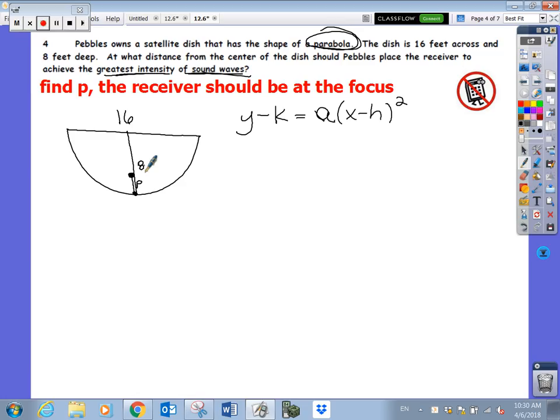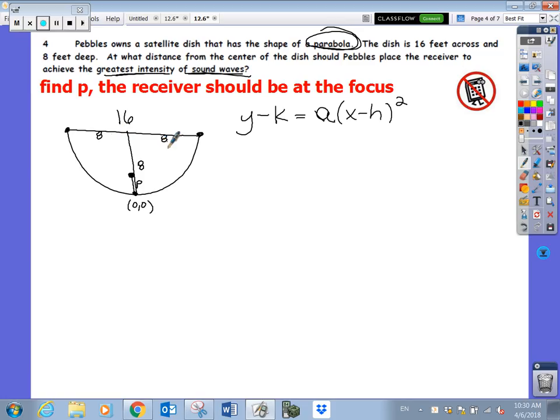So this would be the vertex. We can pick what point we want that to be because it's just placed somewhere. I'm going to say the vertex is (0, 0). You could say this is (0, 0), or this is (0, 0). It doesn't matter, because we're not looking for anything; we're just writing an equation and finding a p-value. If we know this whole thing is 16, that means this distance is 8 and that distance is 8.